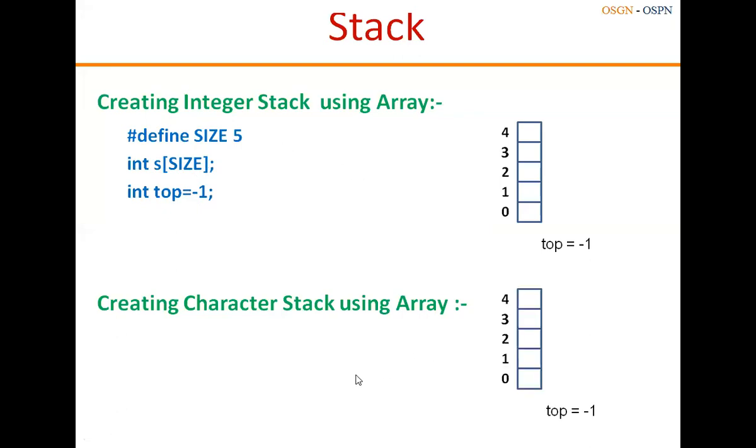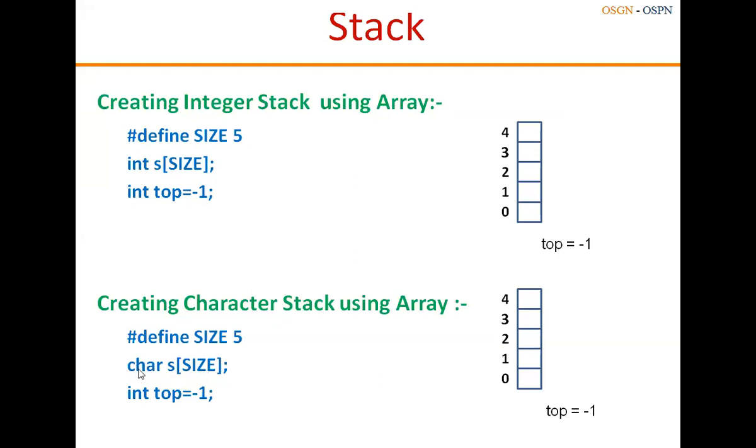Then you can also create the stack for character values. So this is the creation of character stack. First define size 5, then char S[size]. See, the only difference is the char data type, I am writing character. And int top equals -1, same here also. Everything is the same, only the difference is the type of data you want to store. You have to declare that type of stack, that is array.